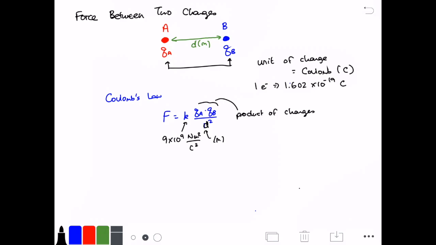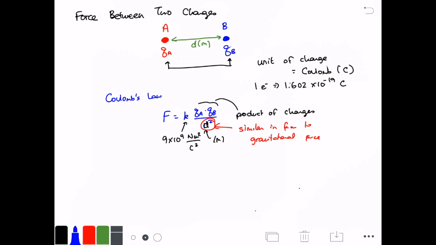It's not particularly important what this number is. What you do see, however, is a couple of things. One, notice that this is charge times charge divided by the distance squared. Notice that the 1 over distance squared is similar in form to the gravitational force.